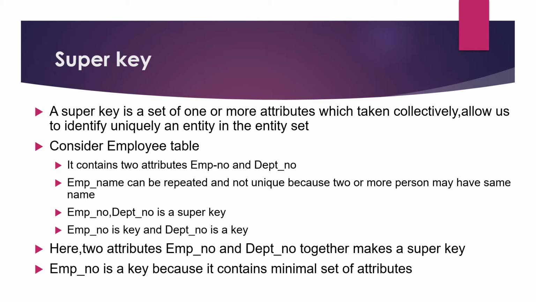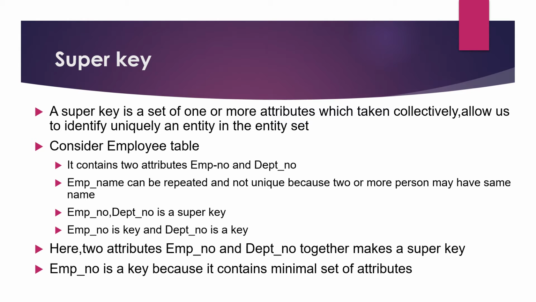The first key is the super key. A super key is a set of one or more attributes which, taken collectively, allow us to identify uniquely an entity in the entity set. A super key is a group of single or multiple keys which identifies the rows in a table. A super key may have additional attributes that are not needed for unique identification.